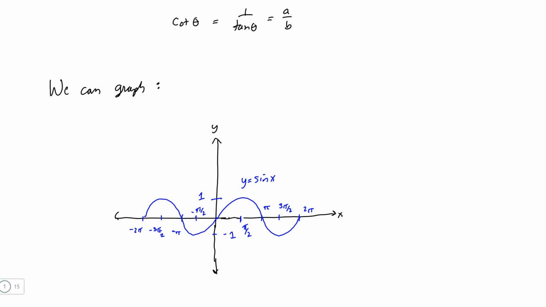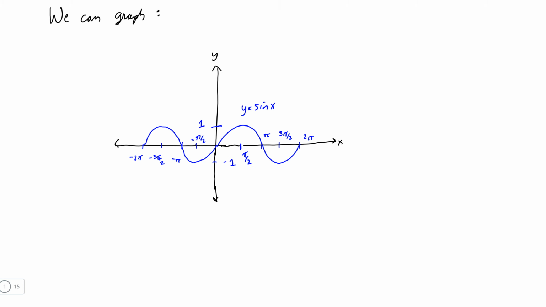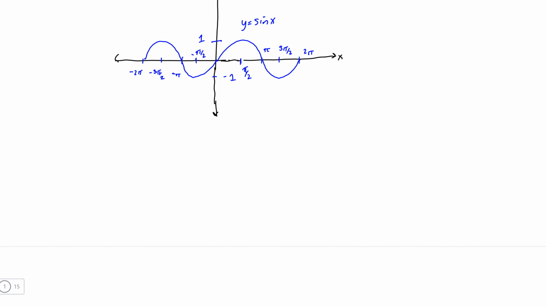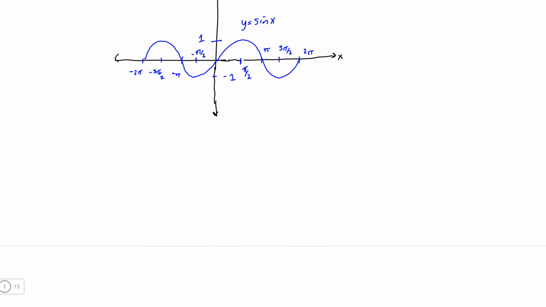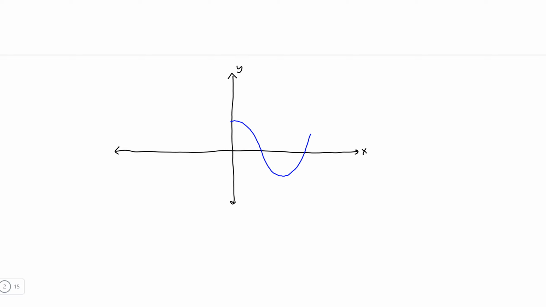So just remember, this starts at 0, it goes up, and then it continues to go down. We're going to talk about finding the values at some of these angles and some other ones in a little bit. So that's our graph of sine. Let's go ahead and graph cosine now. Let's go to the next page. So for cosine here, this time we start at 1 and we're going to go down and then come back up.